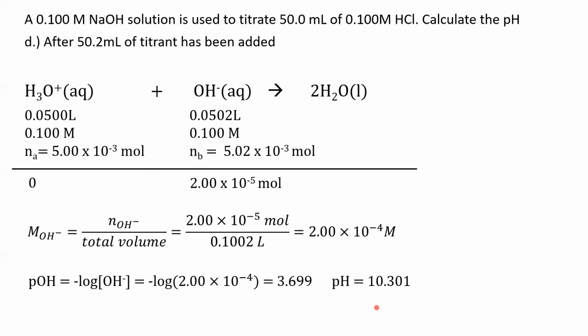If you're looking at a strong acid, strong base titration, this is the reaction you want to deal with. You have to figure out the moles of the acid and the moles of the base, decide what's in excess, figure out the molarity of the excess, and then from there you can calculate the pH of the solution.